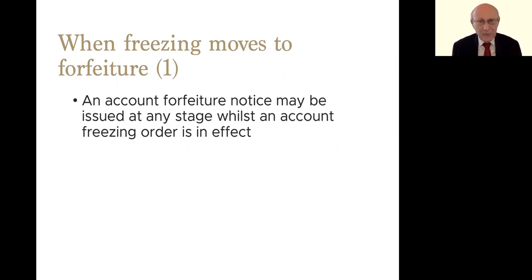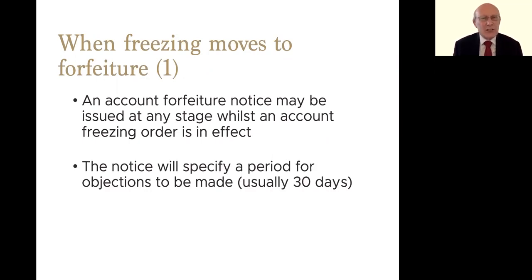But anyway, an account forfeiture notice may be issued at any stage whilst an account freezing order is in effect. One of the consequences of that is that it stops the clock on the 2-year time limit. You remember earlier on I said that an account freezing order could last for 2 years or longer. Well, the "or longer" is because if there is a forfeiture notice, then the clock stops and the 2 years can drag on into 3 years or whatever.